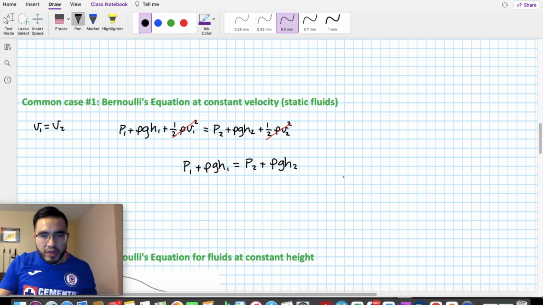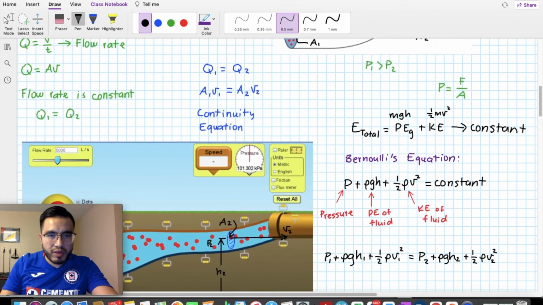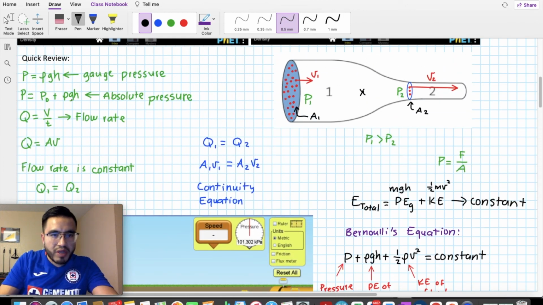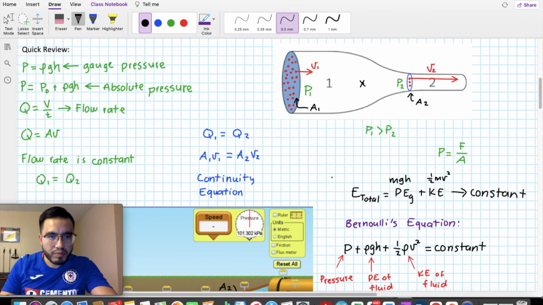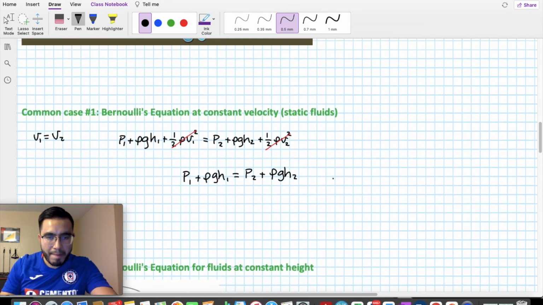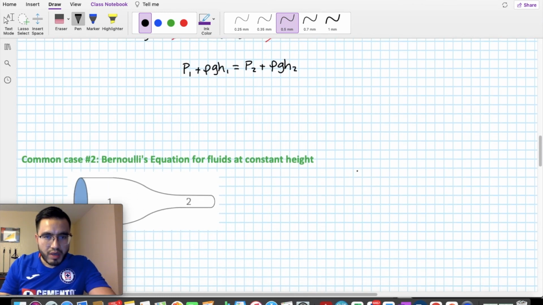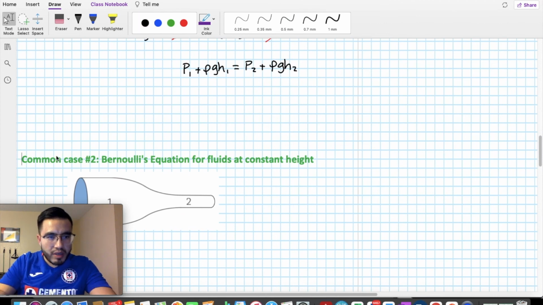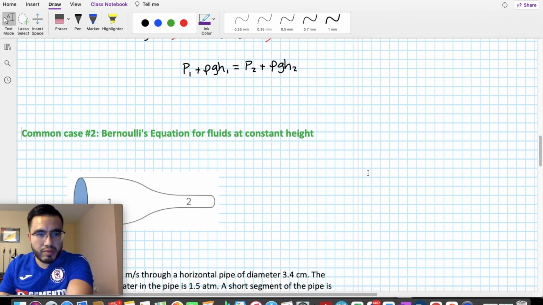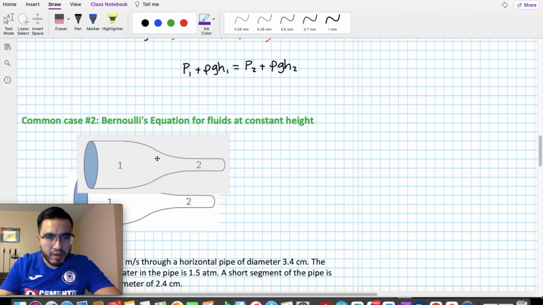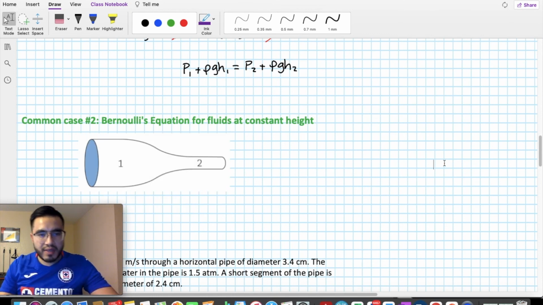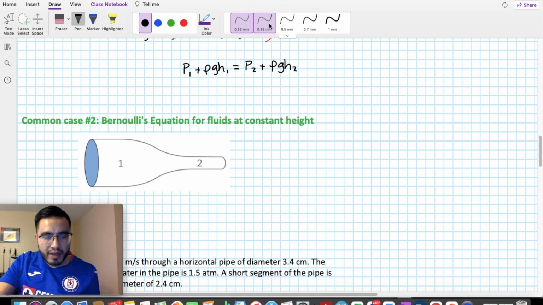And if this one looks familiar, well, of course, this is the absolute pressure over here, right? Different version of it. Okay, so that is Bernoulli's equation for a fluid at constant velocity, or when you have a static fluid. Okay, so now let's go for Bernoulli's equation when you have a fluid at constant height. So let's add the reference line.